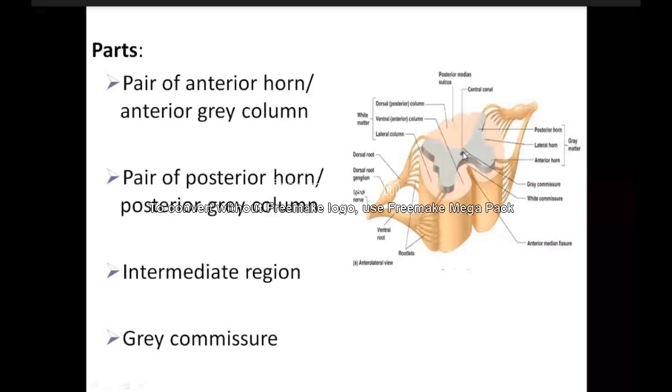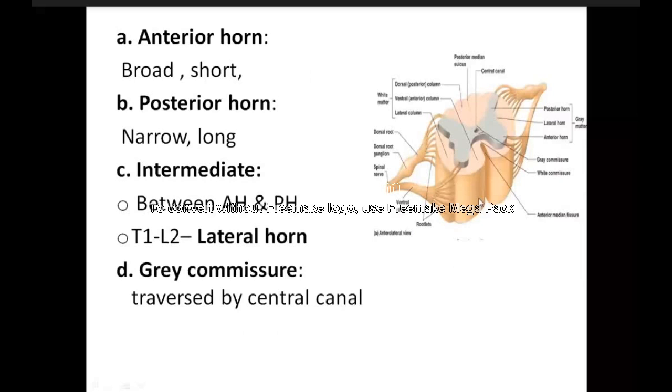Now the anterior horn is broad and short. Whenever you draw the diagram of the spinal cord in histology, I remember I used to make mistakes. The anterior horn you should always draw shorter than the posterior horn. It is broad and short. The posterior horn is slender and narrow. This is the posterior horn, and this is the anterior horn.